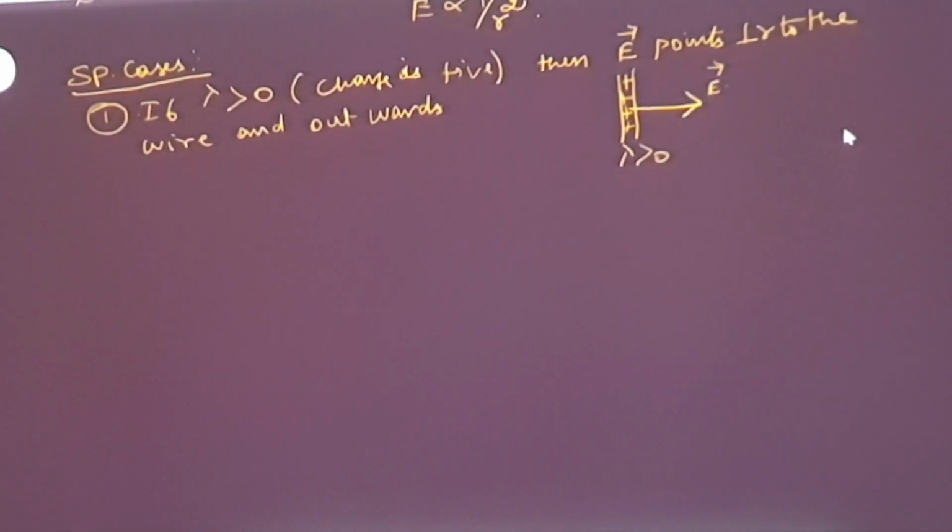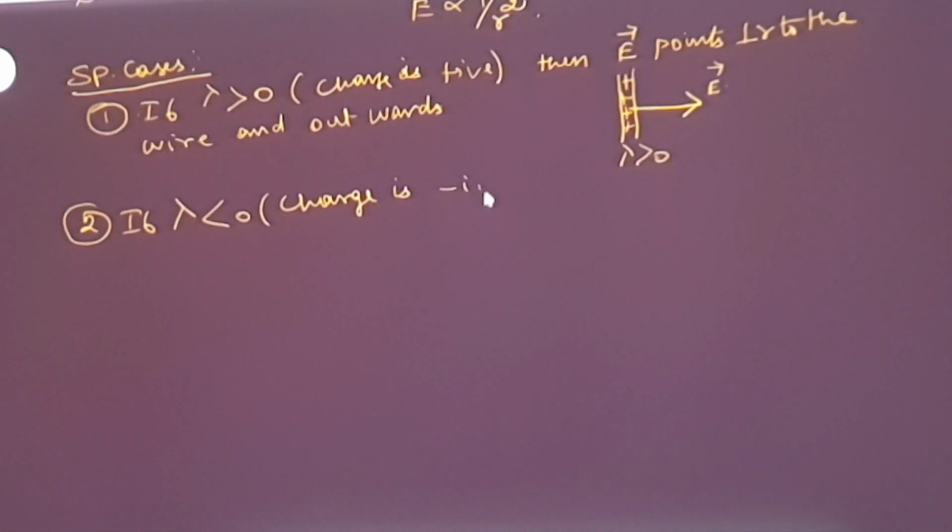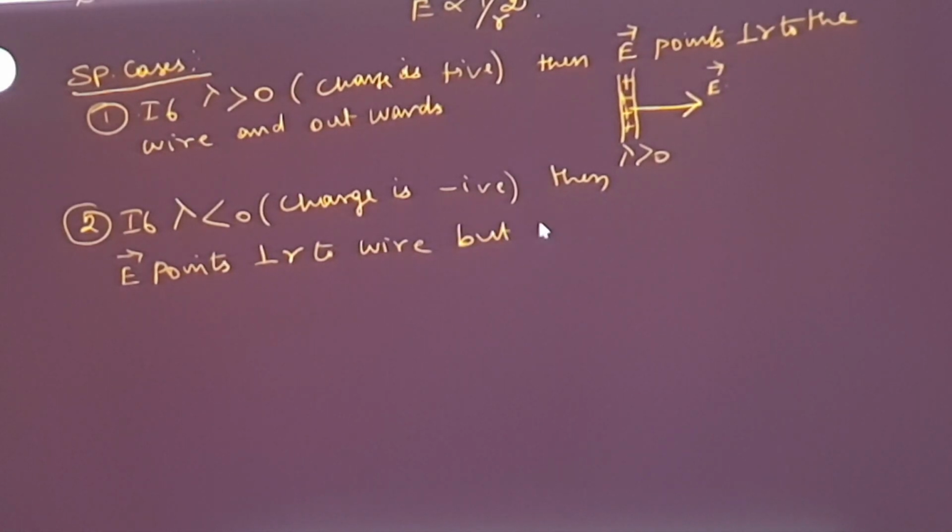Similarly, let us consider point number 2. If the linear charge density lambda is less than 0, then the charge available is considered to be negative. If so, then I can write that the electrical field E vector points perpendicular to the wire. It is always perpendicular to the wire, but in what direction? It is acting inwards.